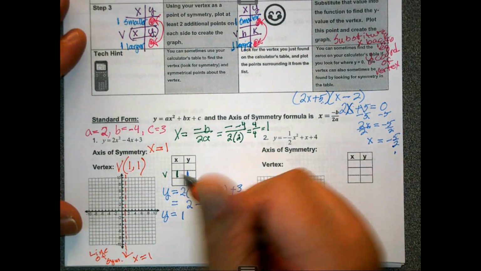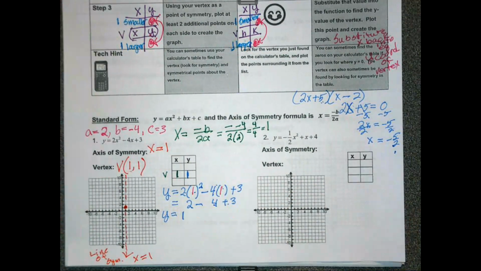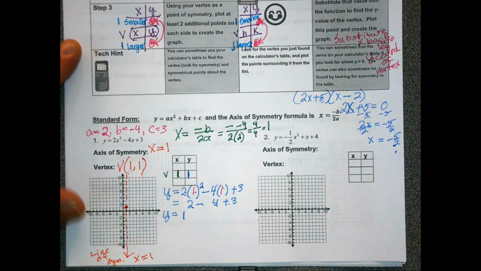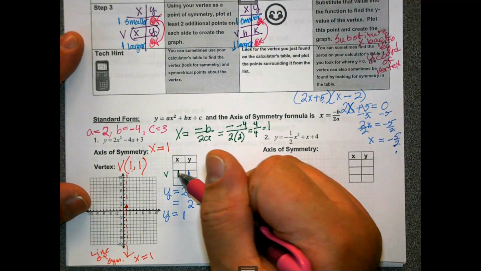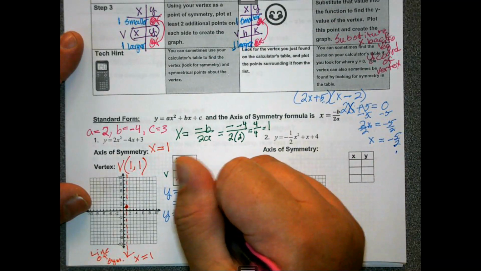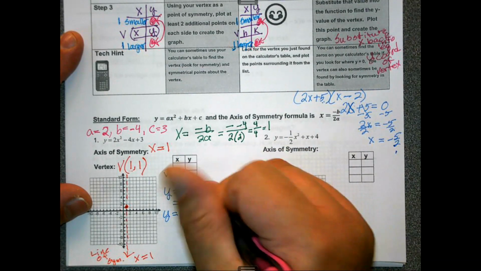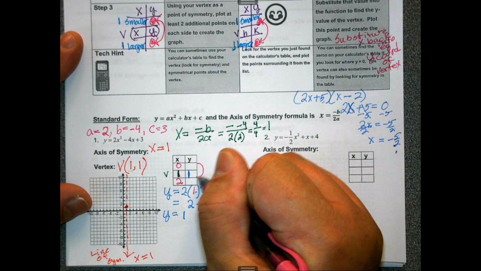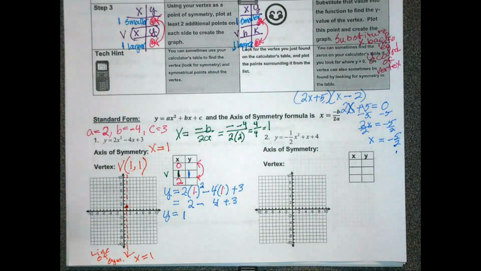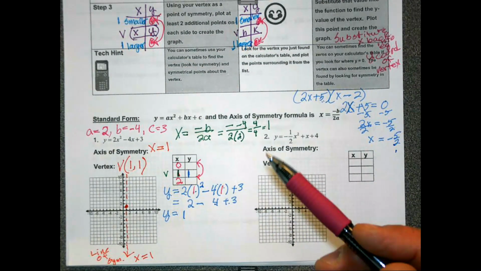My vertex is 1, 1. So I need to find two more points. I'm going to choose 1 greater than 1, which would be 2, which means if I choose 1 less than 1, which would be 0, my y values will be the same. So I only have to use one of these points, and I'll have all 3 points, right?